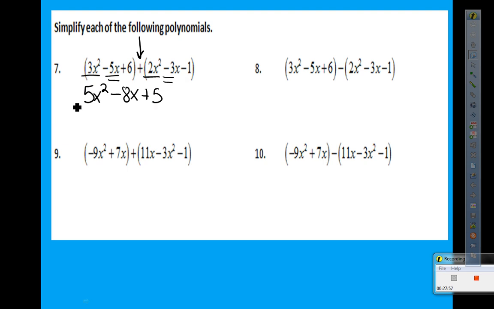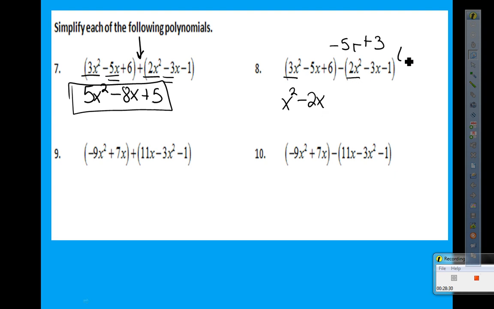We did these early in the year. I thought I'd just review them real fast with you. So find your like terms, add them up. If there's subtraction in there, make sure you're subtracting. I'm going to go 3x squared minus 2x squared. Well, 3 minus 2 is 1x squared. Now I'm going to go negative 5 minus negative 3. Notice that gives me a negative 2, so I've got minus 2x. And then 6 minus negative 1 becomes 7.